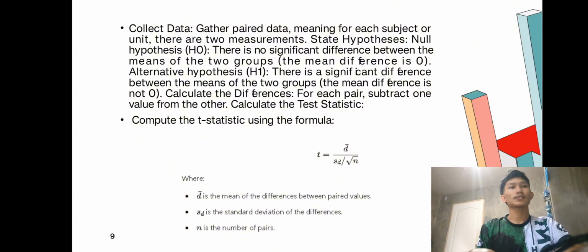Calculate the differences for each pair. Subtract one value from the other. Calculate the test statistic. Here is the formula of the t-statistic.